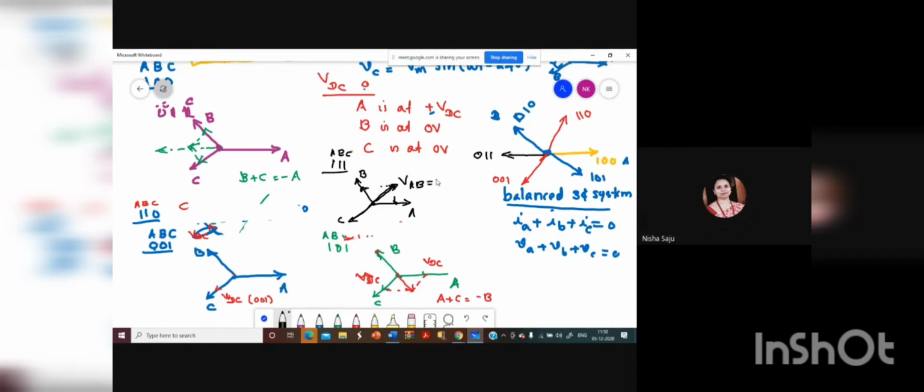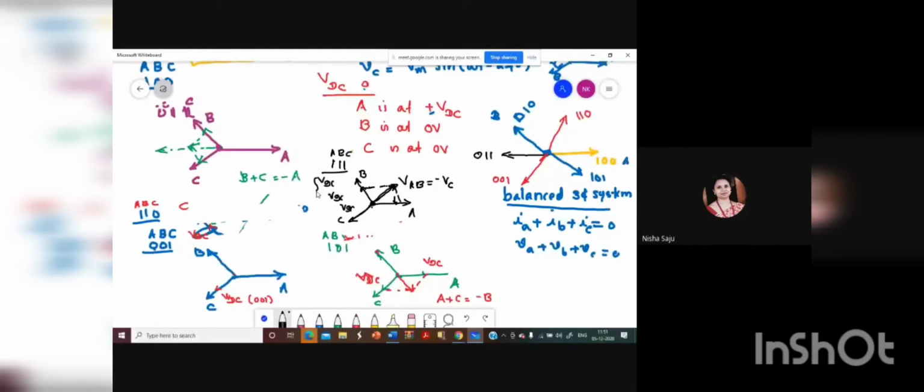Or if you take the resultant of the other two, again you will get a 0 voltage, because it will not contribute to the desired voltage. So first of all, because A, B, and C are all at VDC, you take the resultant of A and B, which is minus C. Then you take the resultant of minus C and C, which are equal and opposite. So definitely you will be getting 0 volt.